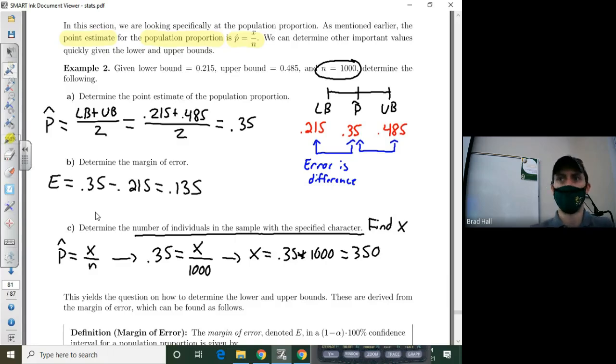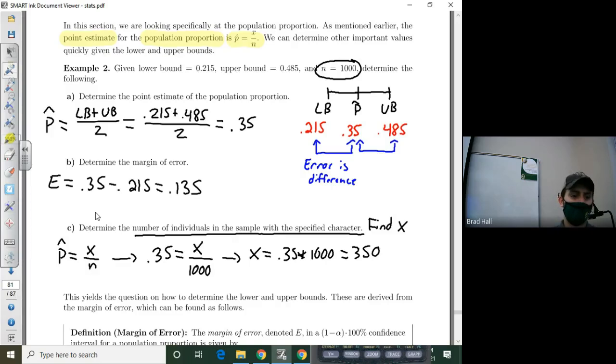And this is what we can do if we are given the lower and upper bounds. In practice, we're normally not, but this just goes to show how far we can go if we are given the bounds. You could figure out the point estimate. You could figure out the margin of error. And you could even figure out this: the number of individuals that share a characteristic.